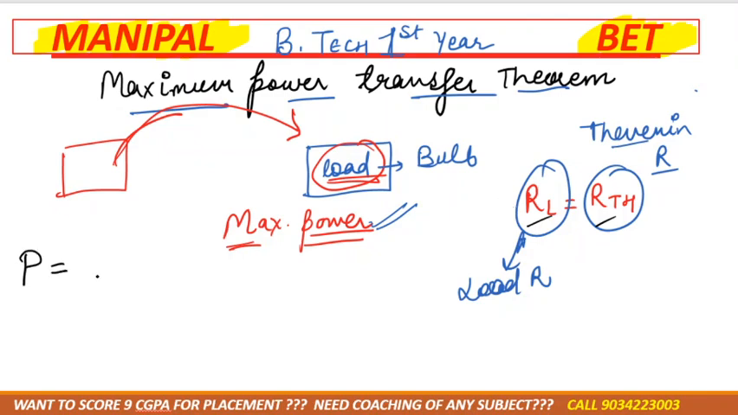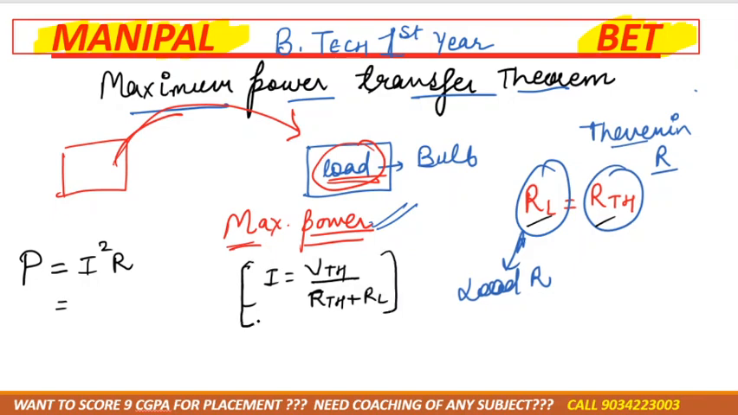Now we need to calculate power. As you know, according to the power formula, P is equal to I square R, right? And you know, in the Thevenin, the I formula is how much? I is equal to VTH divided by RTH plus RL. Yes or no?